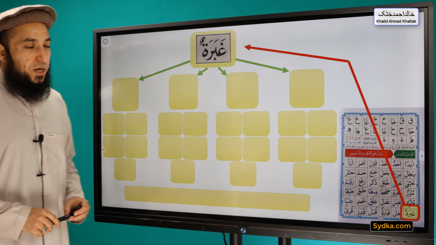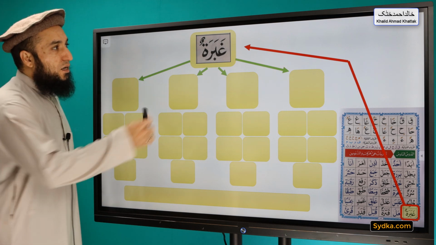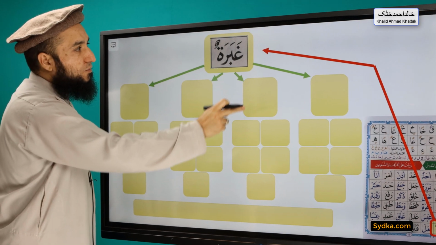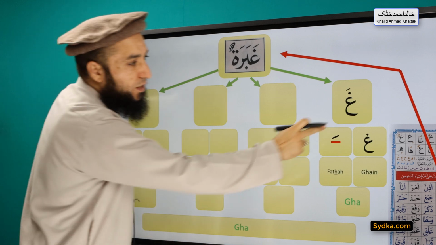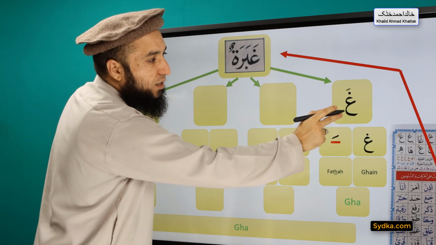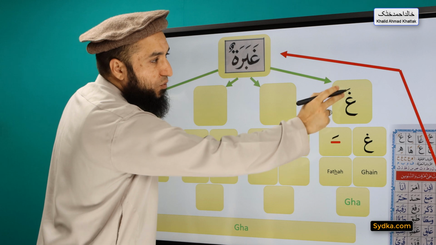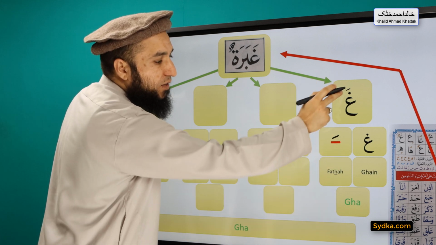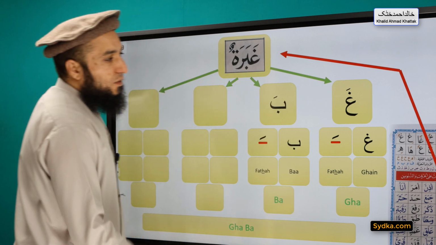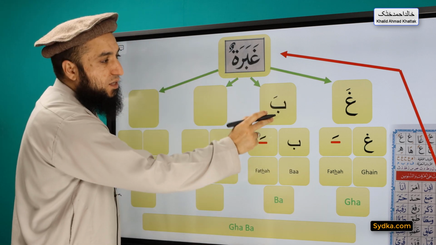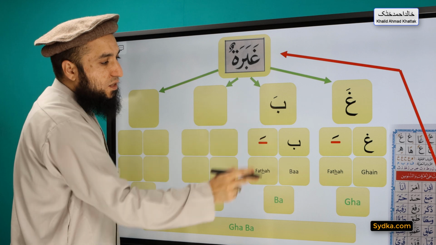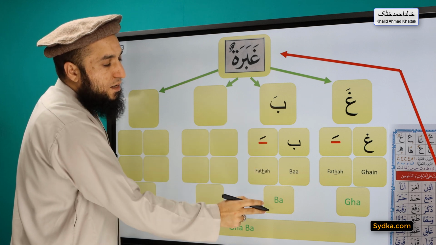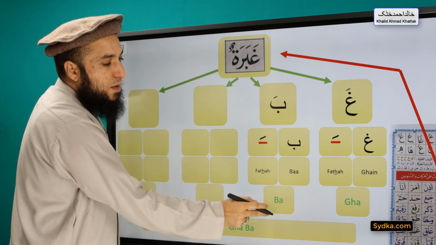So the first word we have is ghabaratin, and it has 4 syllables. The first syllable is ghain fatha gha. Ghain is not silent, and we have fatha on it. Ghain fatha gha. The second syllable we have is ba fatha ba. Ba is not silent, and we have fatha. Ba fatha ba.